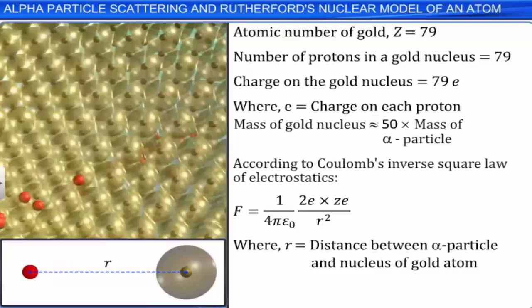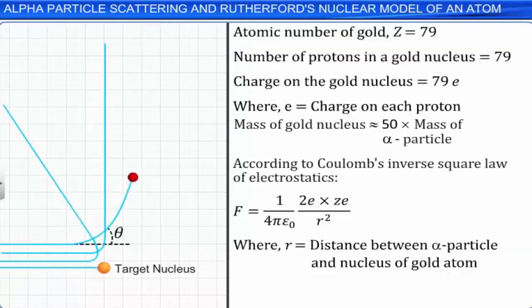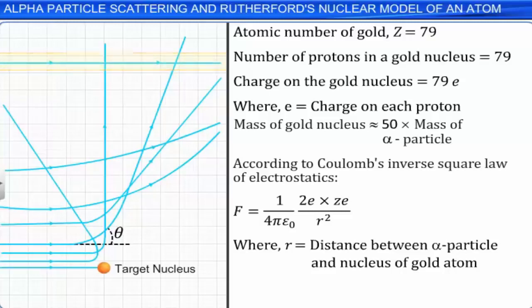The path of the alpha particle depends on the impact parameter b for the scattering, which is defined as the perpendicular distance between the direction of the initial velocity of the alpha particle and the nucleus of the gold atom. The alpha particles have a range of impact parameters. So the alpha particles are scattered in different directions. If the impact parameter is large, the alpha particles pass without deviation. That is, the scattering angle is approximately 0 degrees.